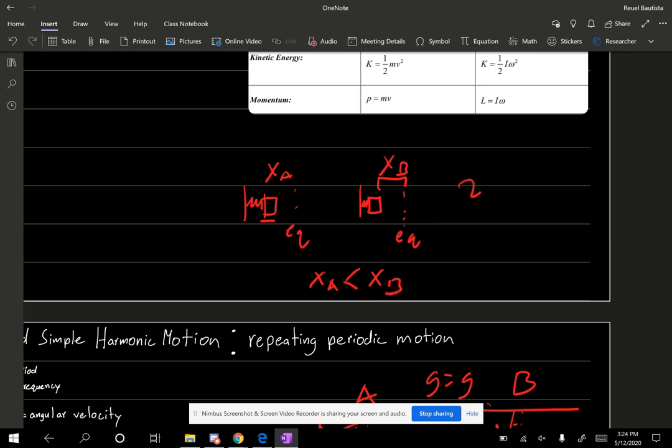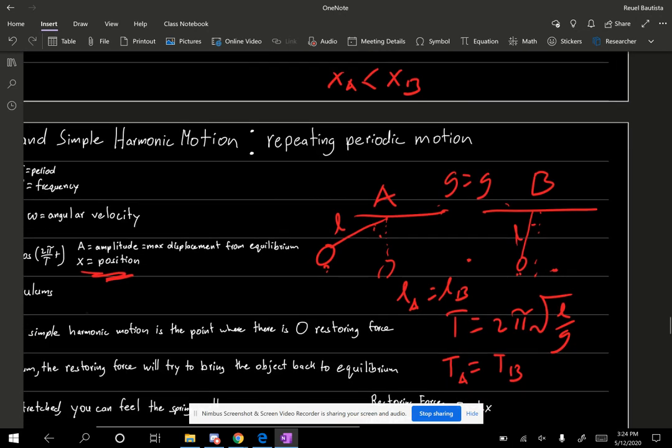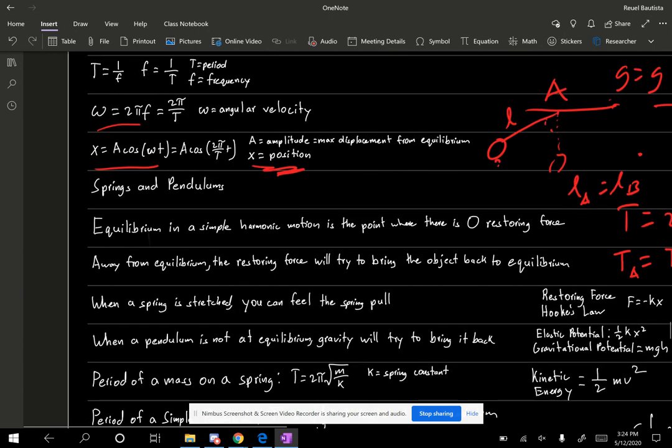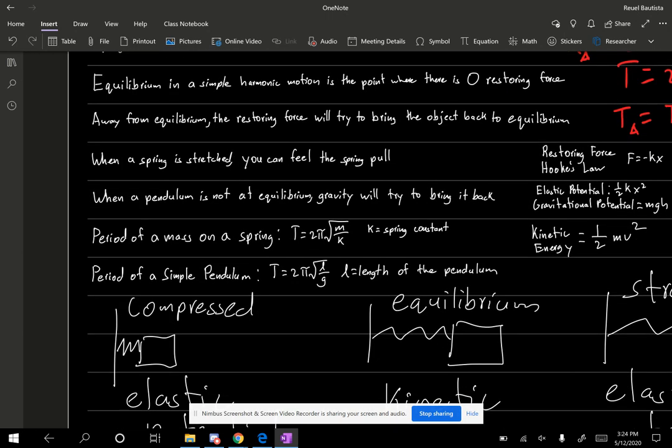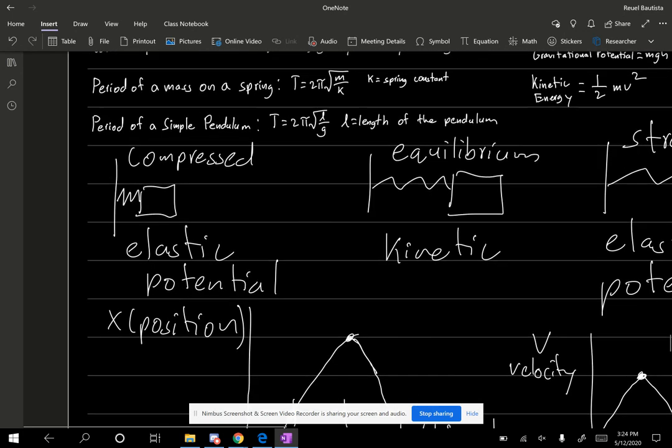Because according to this, the period for a spring is 2 pi square root of m over k. The only thing that matters is the mass of the two objects and the spring constant. If those are the same, then the period of oscillation is going to also be the same. So I repeat, the only thing that matters for a spring is the mass and the spring constant, and the only thing that matters for a pendulum is the length of the rope and gravity. Okay.